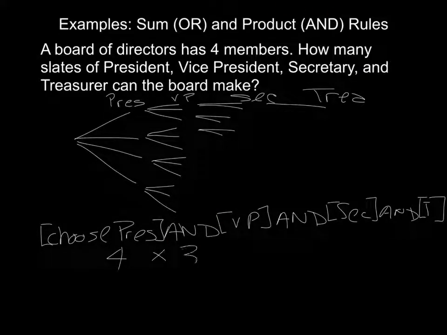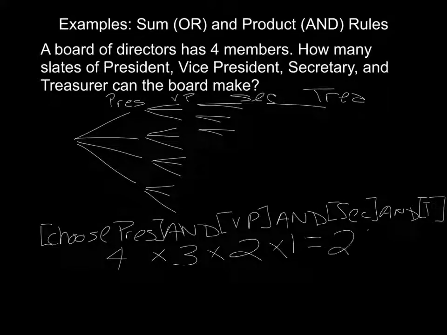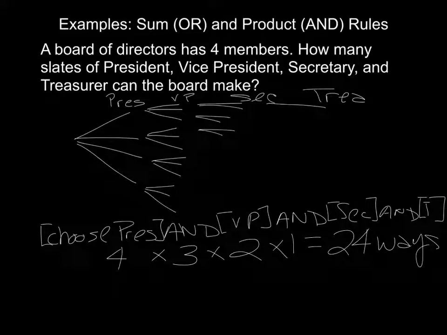Now there are 3 people left for vice president. Then once we've chosen president and vice president, there's only 2 people left to choose secretary. And then there's 1 person left as treasurer. So this is going to give us 24 ways that these 4 people can be arranged as president, vice president, secretary, and treasurer. And just to point out, I did use the word arranged.